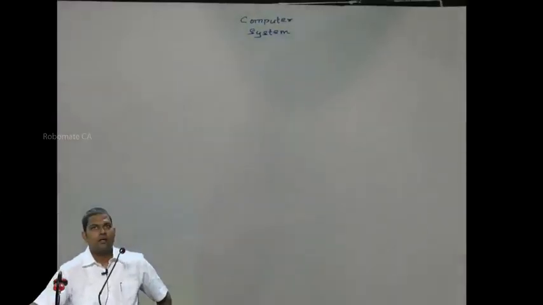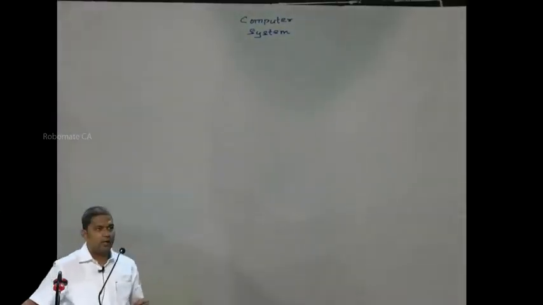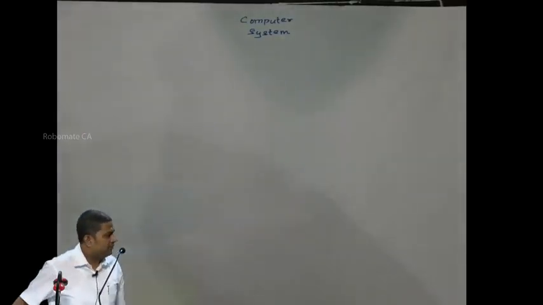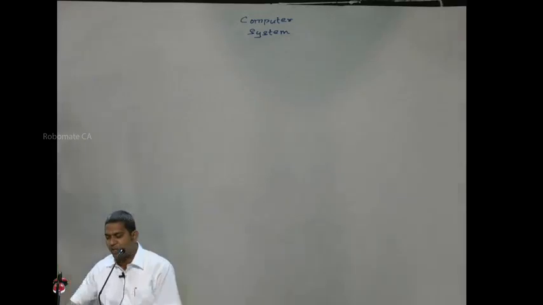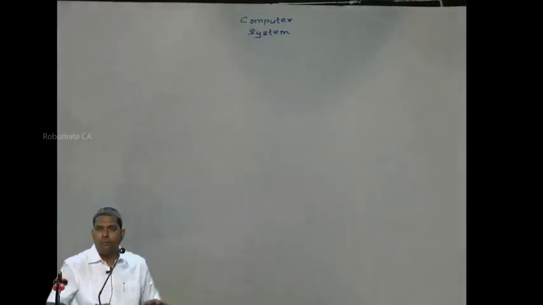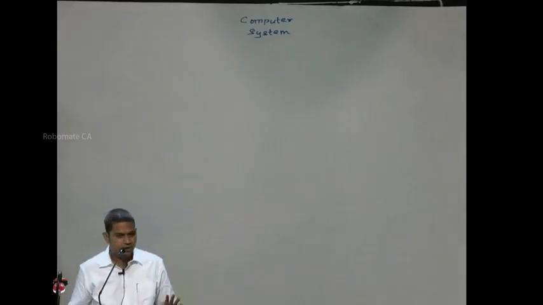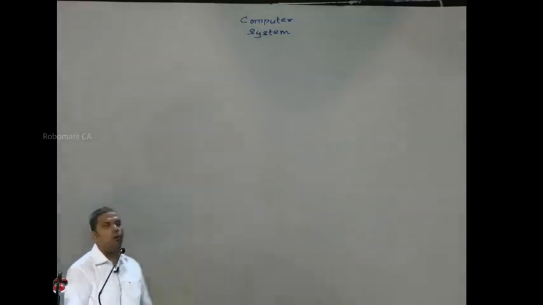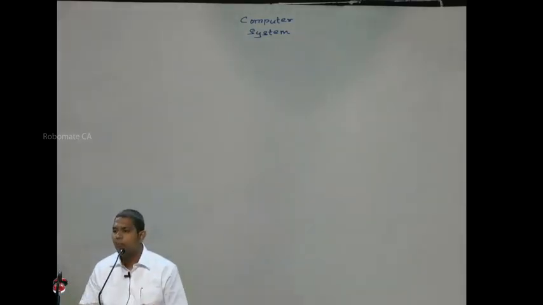Now, whatever I am showing you in this particular chart will come in some or the other chapter. There is no specific chapter saying all these things belong to one chapter. It will be spread across many chapters, right? Computing system. What are the various components under computers?